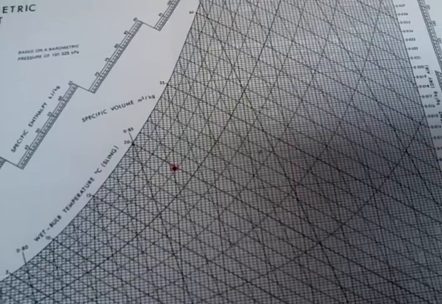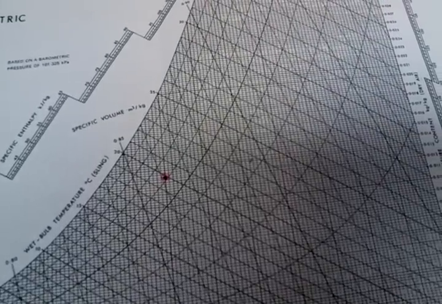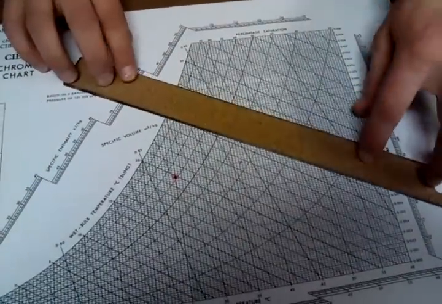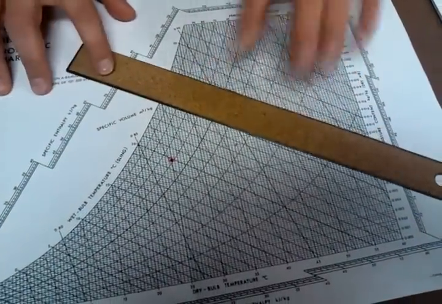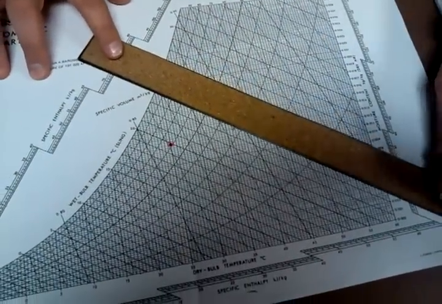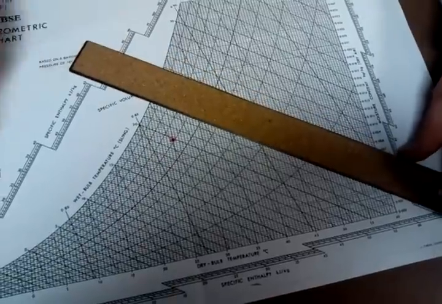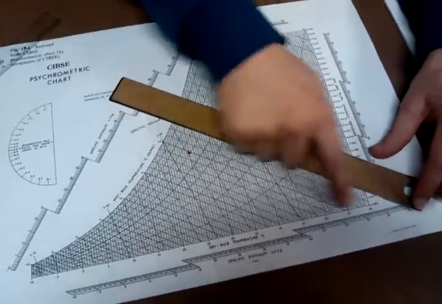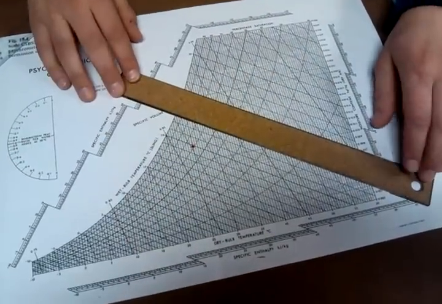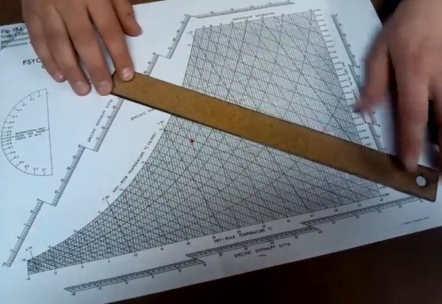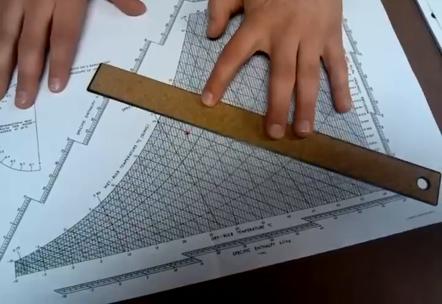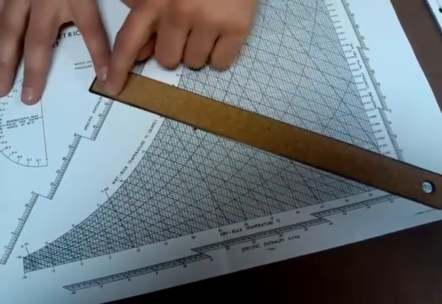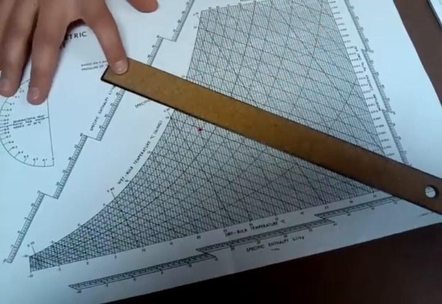Finally, we have our specific enthalpy. The specific enthalpy is a little tricky to find, but once you get the hang of it, it's pretty simple. You just take a ruler, and you've got these two lines, these two axes here, one here, and one along here. Line them up together, and move them towards the point, and from there you can find your specific enthalpy.